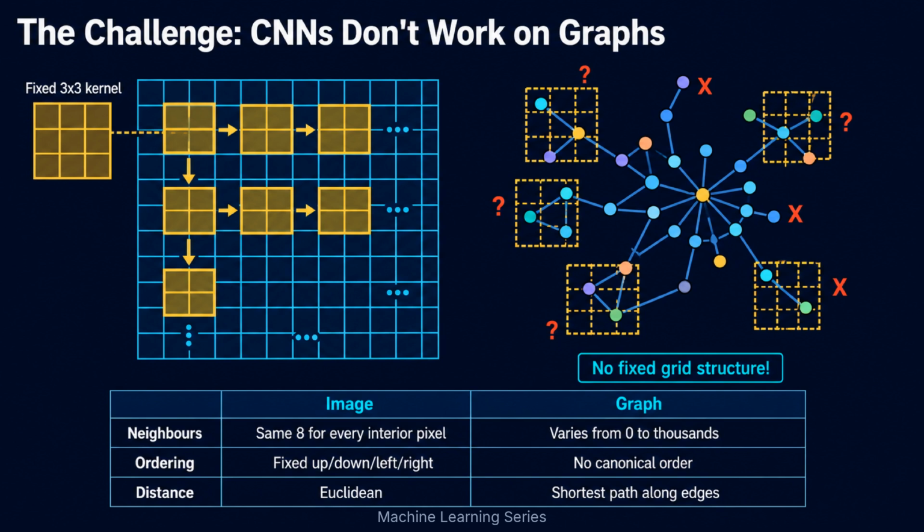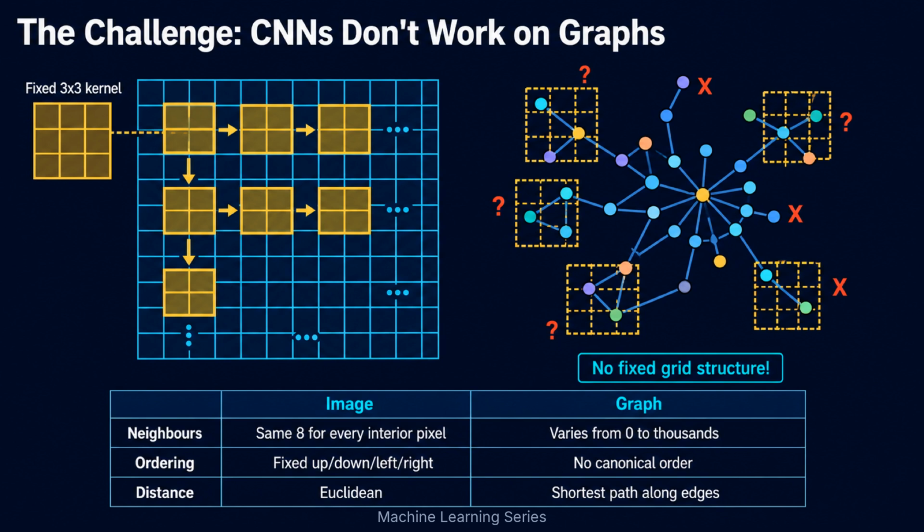Convolutional neural networks work beautifully on images because images have a regular grid structure. Every interior pixel has the same 8 surrounding neighbors, always in the same spatial arrangement. We can slide a 3x3 kernel across the image knowing exactly which pixels to include. But graphs are different, they have irregular structure.